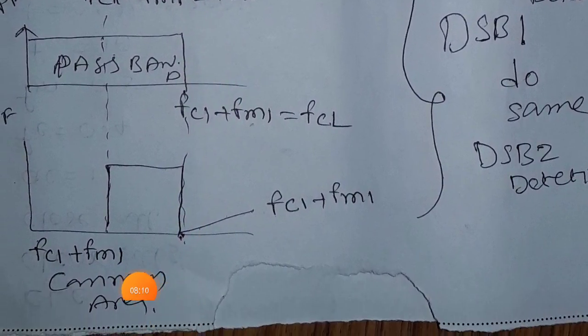The limits are FC1 minus FM1, sorry, it should be FC1 minus FM1, and the second limit is FC1 plus FM1. So you will get a band pass filter like this.